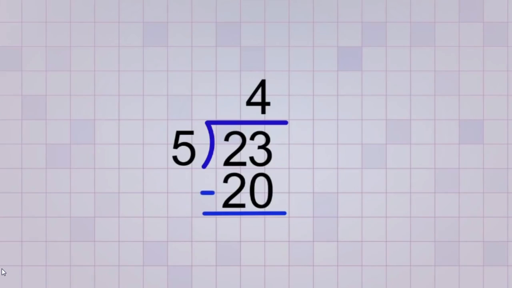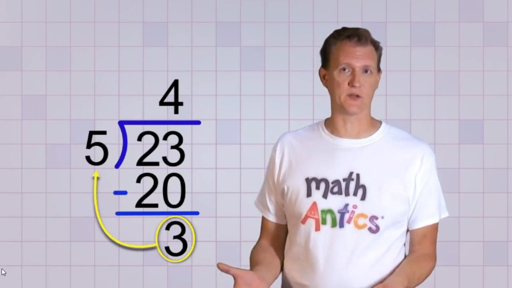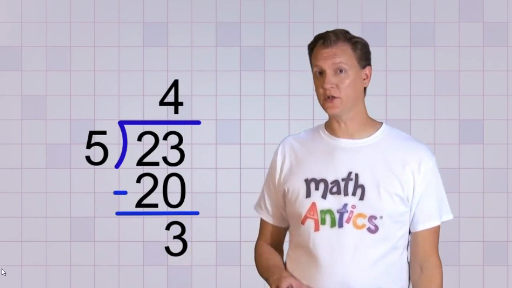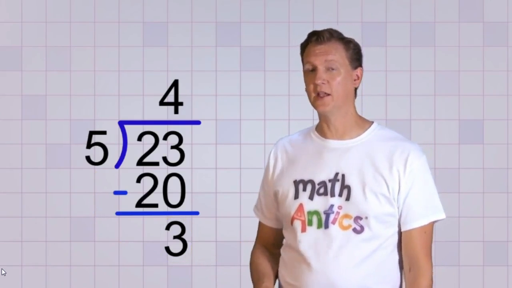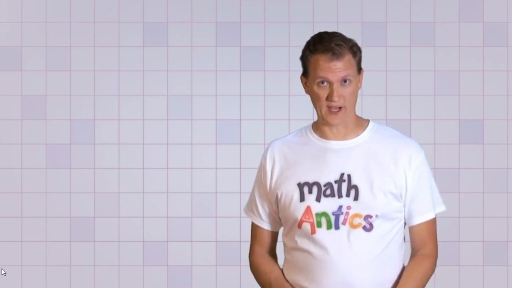23 minus 20 is 3. Well, that's good. 3 is less than our number of groups, so it's a reasonable remainder. So our answer to 23 divided by 5 is 4 with a remainder of 3. Let's do one more before you try working some out on your own, okay?